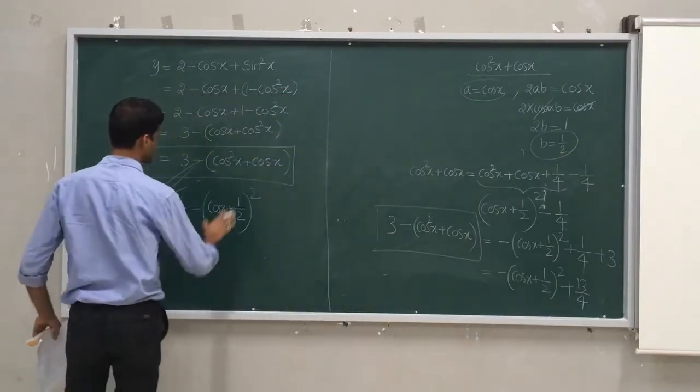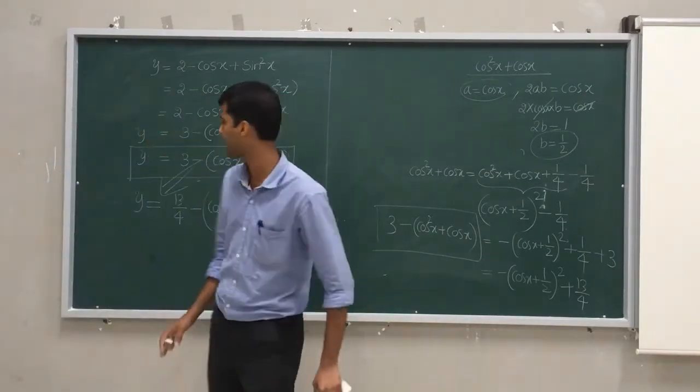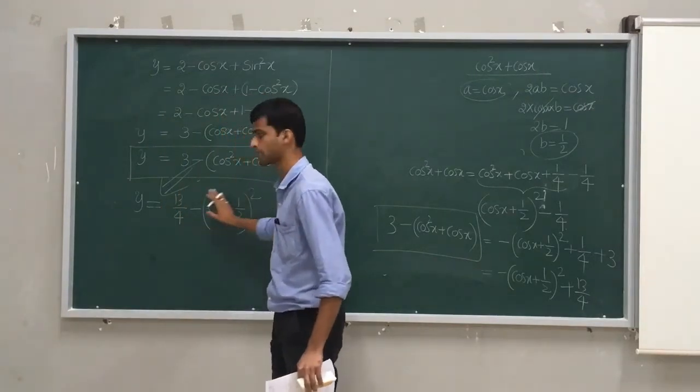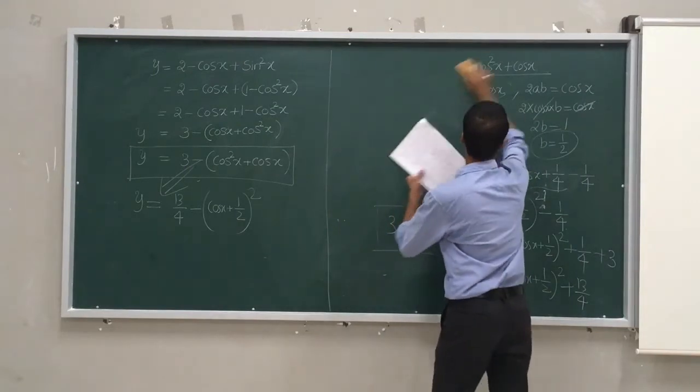Now, how to find the maximum? Because they want the ratio of greatest value to least value, I want the greatest and least value of this thing. So what we will do here is, first of all, we will do our calculation like this.